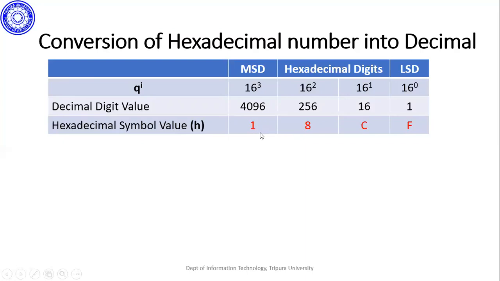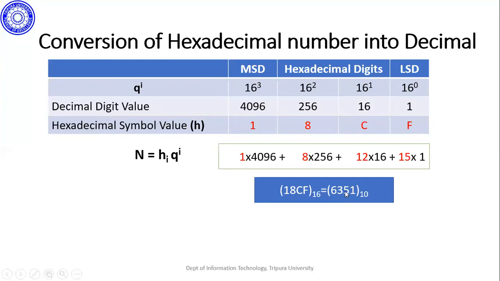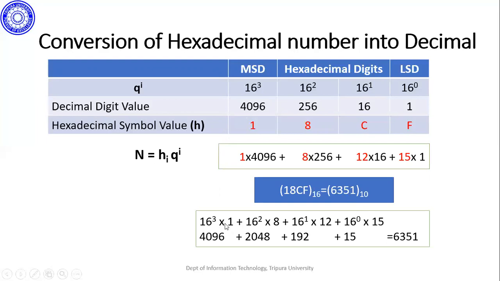Now let us consider a number which is 18CF. Now this C and F, if A is 10, B is 11, C is 12, and F is 15. So 1 into 4096, 8 into 256, C is 12, so 12 into 16, and F is 15, so 15 into 1. So 18CF is nothing but 4096 plus 2048 plus 192 plus 15, equal to 6351. So this is how we convert a hexadecimal number to decimal.